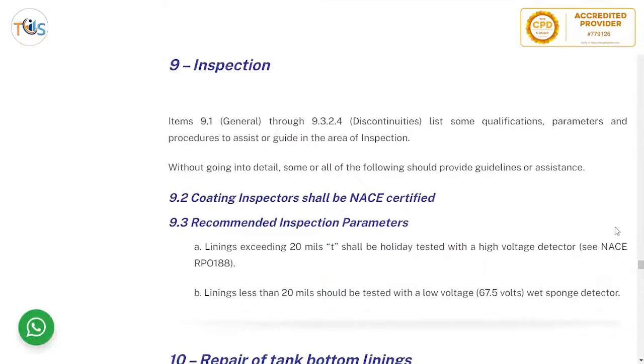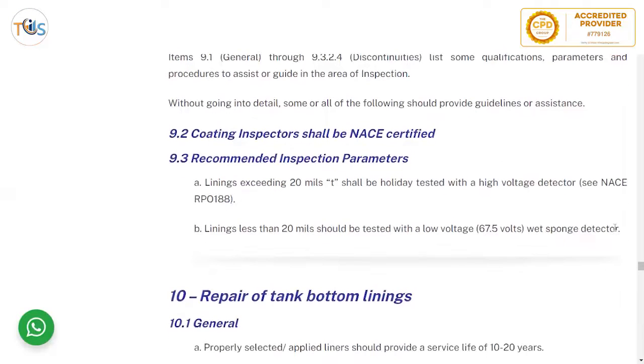Inspection. Items 9.1 general through 9.3.4 discontinuities list some qualifications, parameters, and procedures to assist or guide in the area of inspection. Without going into detail, some or all of the following should provide guidelines or assistance. Coating inspector shall be NACE certified. Recommended inspection parameters: lining exceeding 20 mil shall be holiday tested with a high voltage detector.